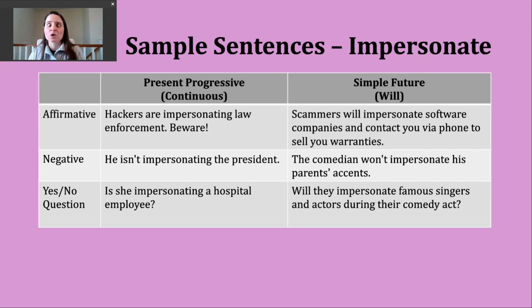Now let's look at making negative simple future sentences. To do this, our structure is will not and then the base verb. You might hear some people use the contraction form for will not. That's won't. You can see that in my example here. The comedian won't impersonate his parents' accents.